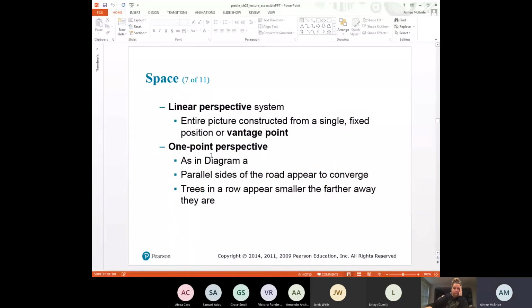So vanishing point uses something called one-point perspective. So that's the idea that we're getting one viewpoint to look. Which once again is the example of the road or those blocks that we just looked at. There's one vanishing point in that picture.